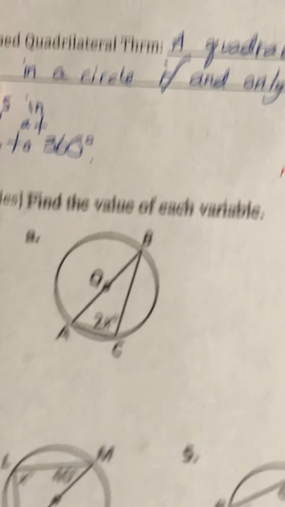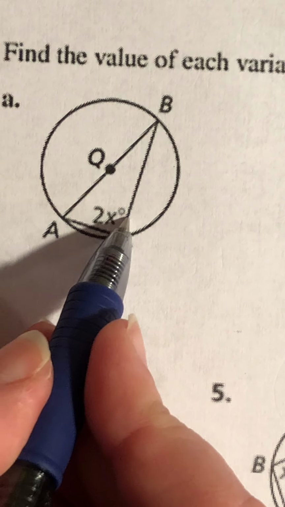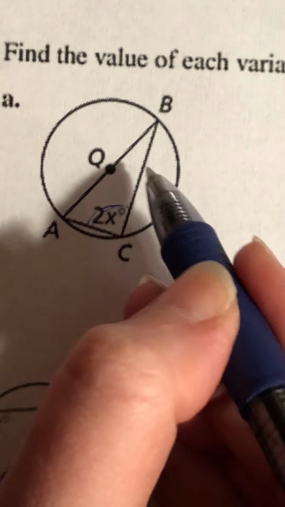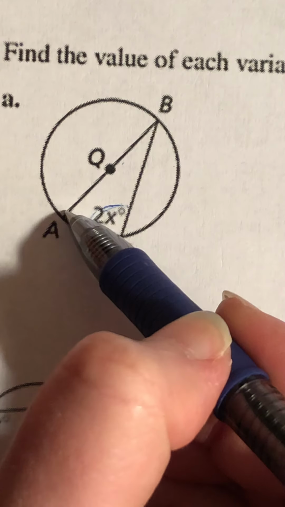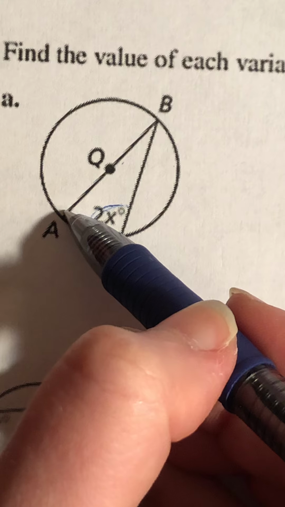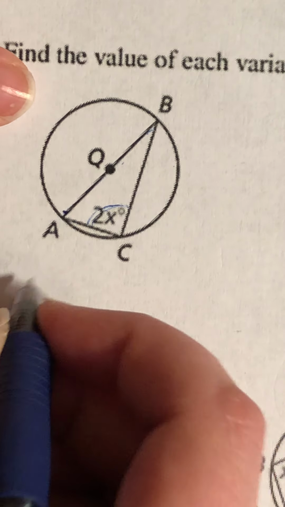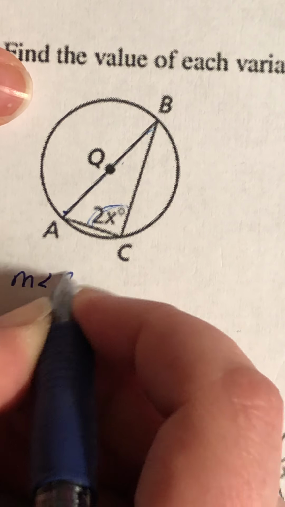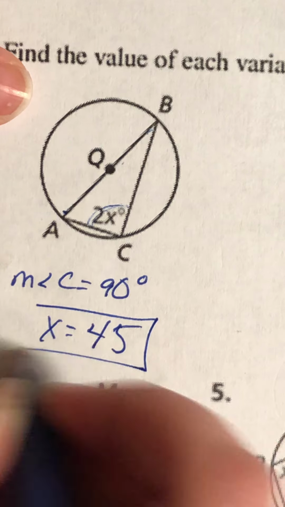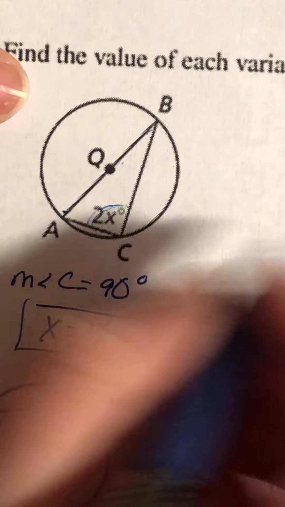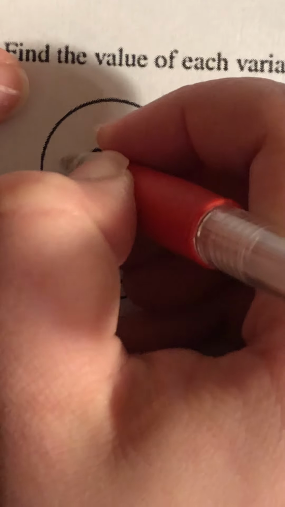Find the value of each variable. Here we have 2x. What is this angle? Well, this is a triangle, and AB is the diameter. The inscribed right triangle converse said if I have the diameter, it must be right. So the measure of angle C must be 90, so x must be 45. That must be a right triangle right there, because this is the hypotenuse.